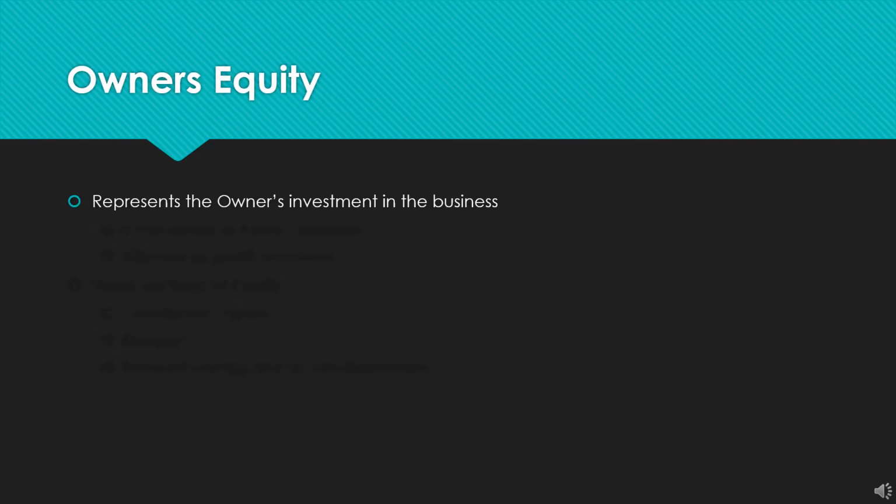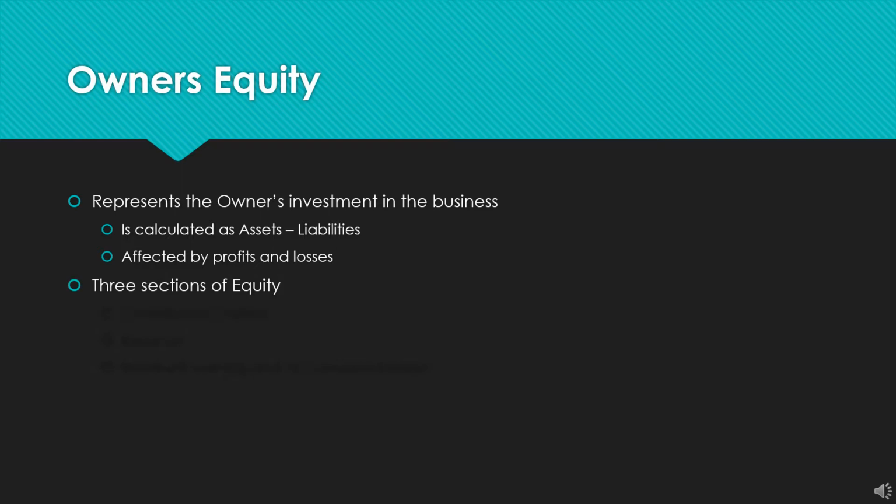Owner's equity represents the owner's investment in the business. It's calculated as assets minus liabilities and is also affected by a company's profits and losses. Equity can be broken down into three sections: contributed capital, which includes shares as well as personal investments from the owners. Reserves, whereby an asset of the business, such as land, is revalued and found to be worth more than it was initially purchased for. The difference is recorded as a reserve to show the increase in value. And finally, retained earnings.